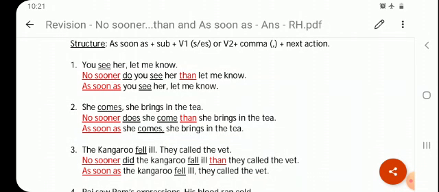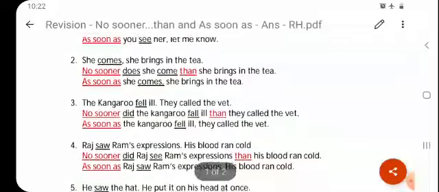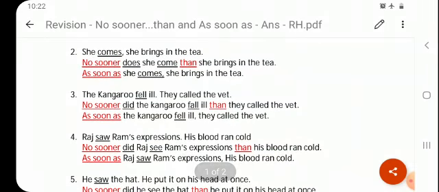Then you change it into as soon as. We will now remove do, the auxiliary verb, and the verb will come in its original form. As soon as you see her, and then we'll remove the word than and have a comma, and then the next action, let me know. Easy, students? We've done this before. I'm sure you have done it yourself. You just need to cross check whether you're correct or not. Okay, let's look at the second one.